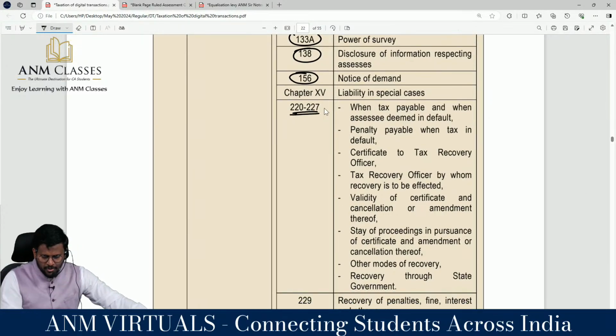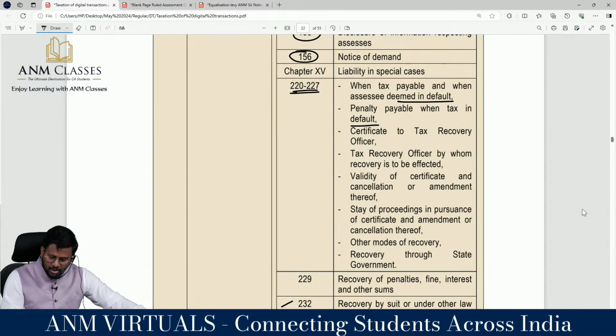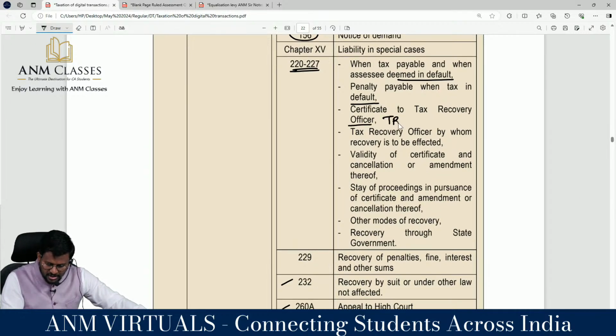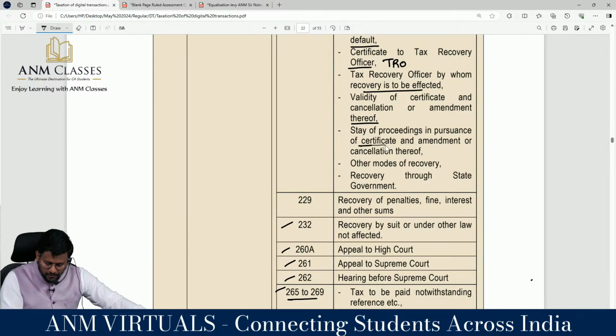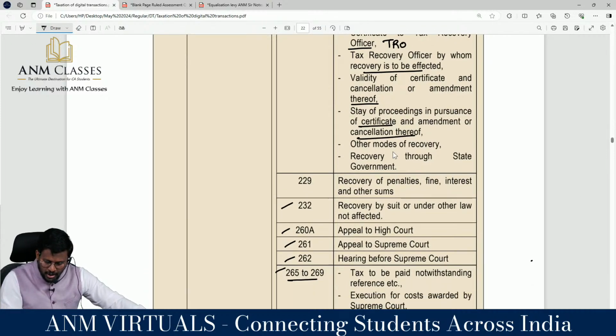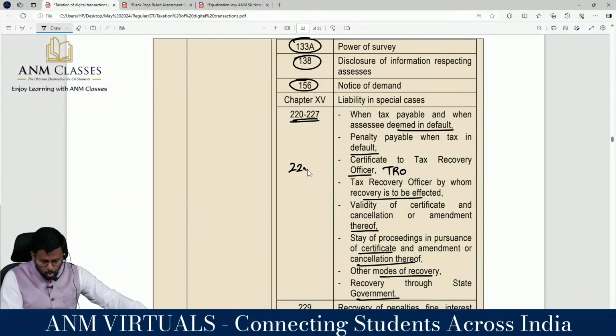220 to 227, when tax is payable and when the assessee is deemed to be in default. Penalty payable when tax is in default. Certificate to TRO, that is Tax Recovery Officer, by whom the recovery is to be effected. Validity of certificate and cancellation or amendment thereof. Stay of proceedings in pursuance of certificate and amendment or cancellation thereof. Other modes of recovery, recovery through any government, state government. That means sections 220 to 227 are talking about recovery proceedings.